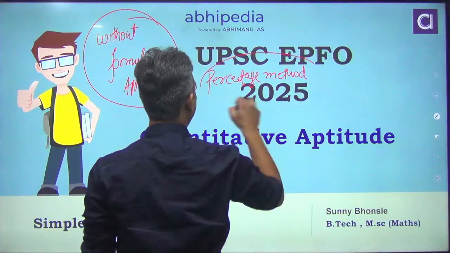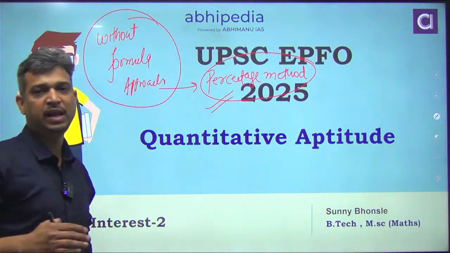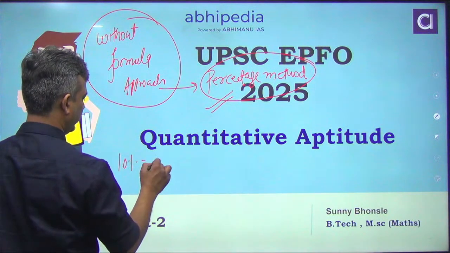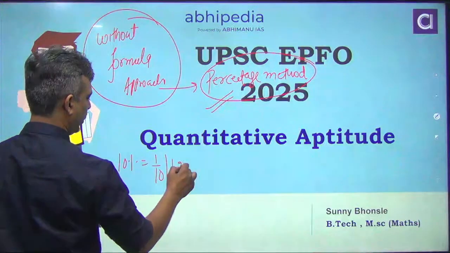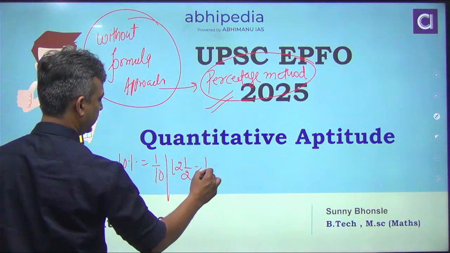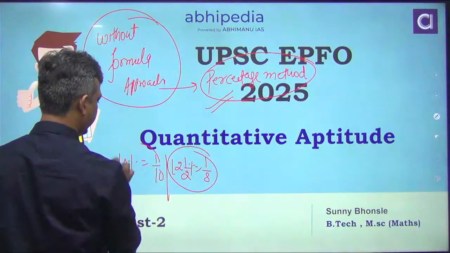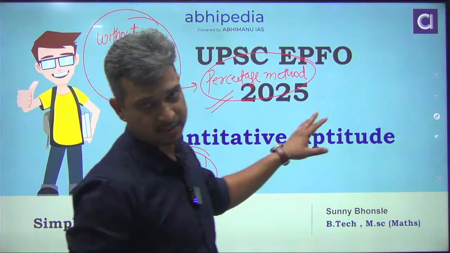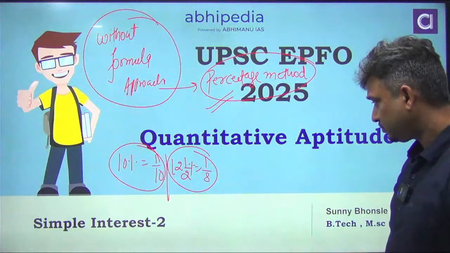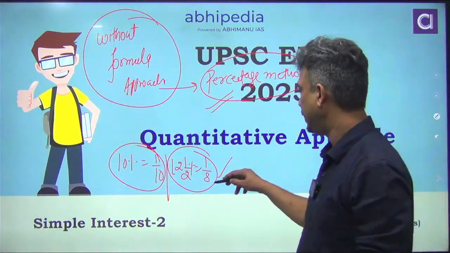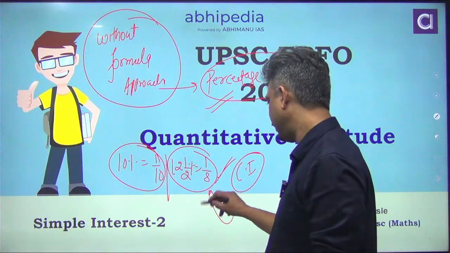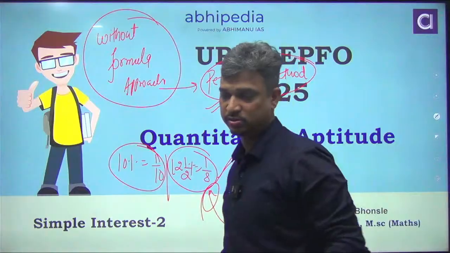Without formula approach means we'll do the questions by the percentage method. But before applying this method, you must know each and every fraction value. Like 10% is how much? 1 by 10. 12 and 1 by 2% is how much? 1 by 8. So you must know these types of values because we will definitely cover these values in percentage as well. We covered already, okay? And in compound interest, the complete chapter will revolve around these values.